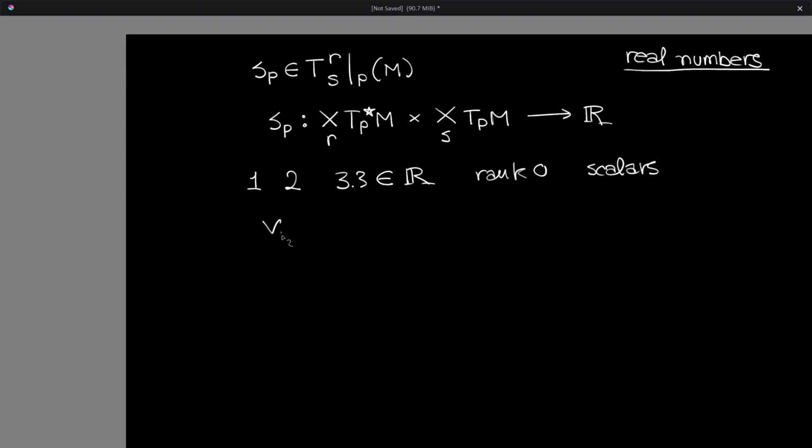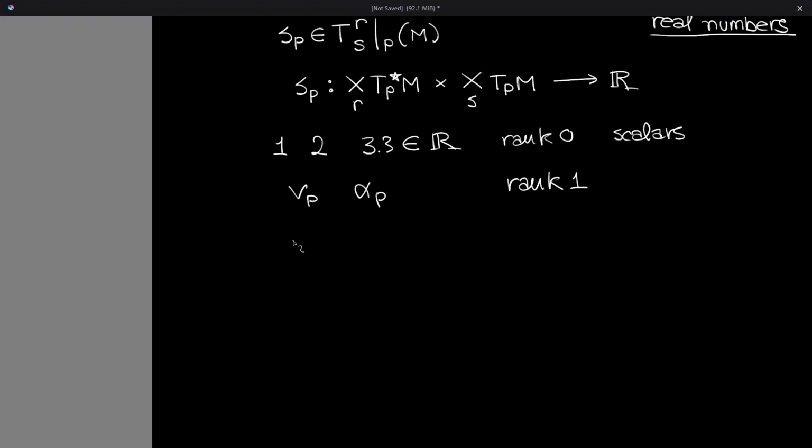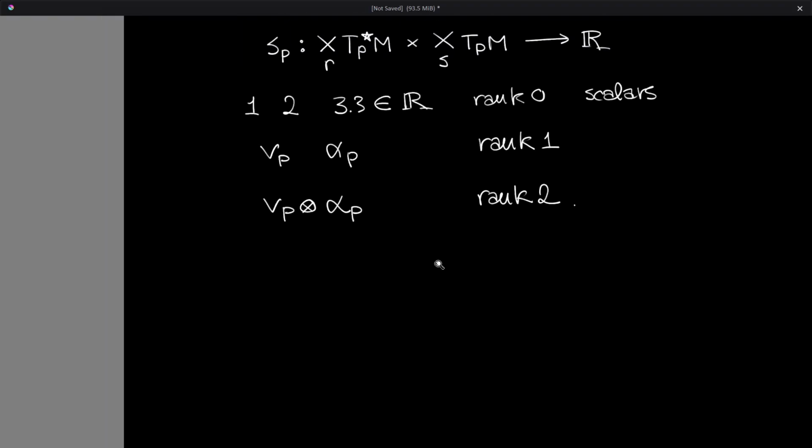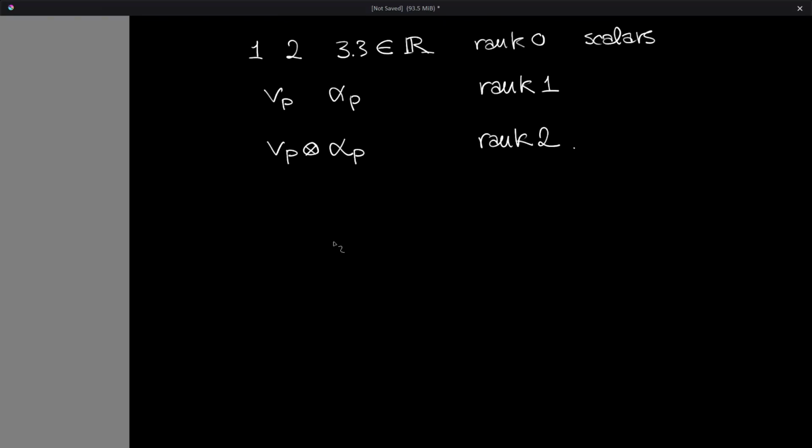And then we have VP, which is rank 1, and alpha P. These are both rank 1. So I'm talking about their overall rank if you add their contravariant rank to their covariant rank. And then you have higher order tensors like VP tensor alpha P, which is a rank 2 tensor. So today we're going to be talking about how to turn this into an algebra.